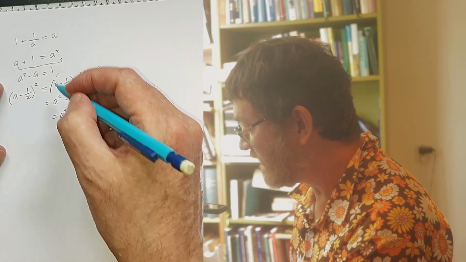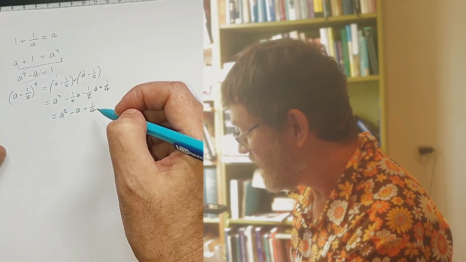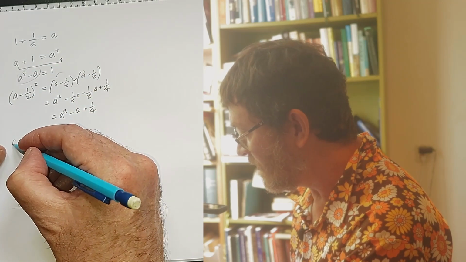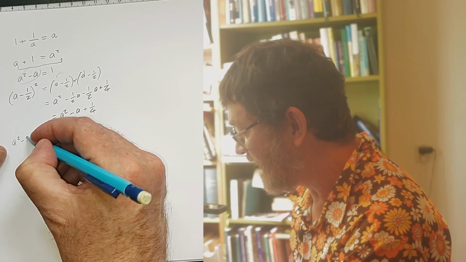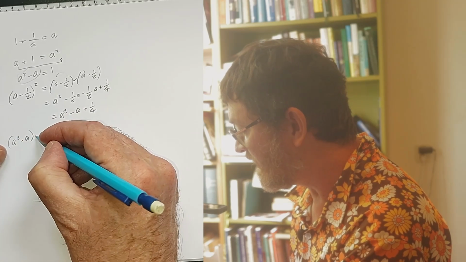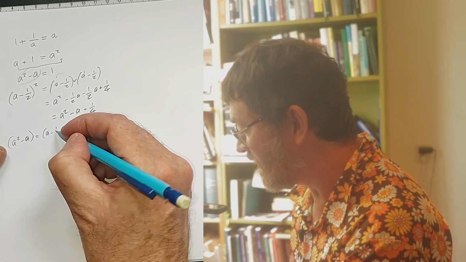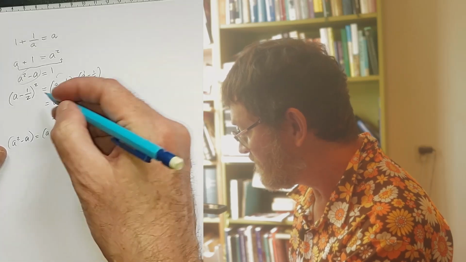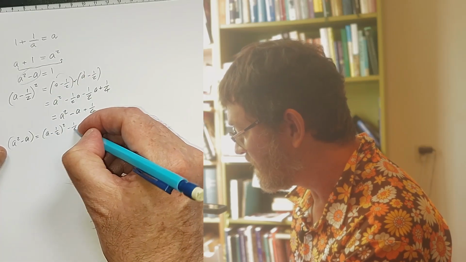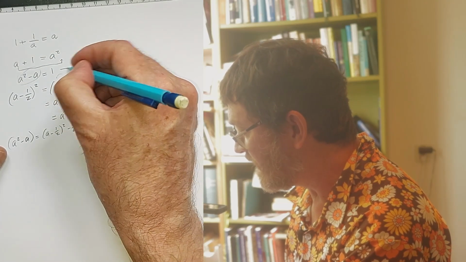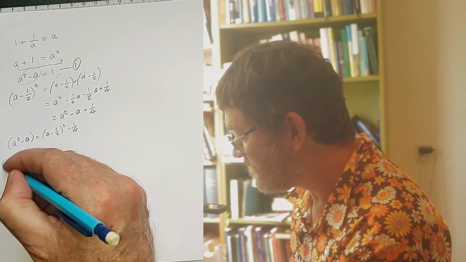But the A squared minus A term is exactly what we have here. So we can now say, for example, A squared minus A is the same thing as A minus a half squared minus a quarter. So we're going to put that into what I'm going to call equation 1.